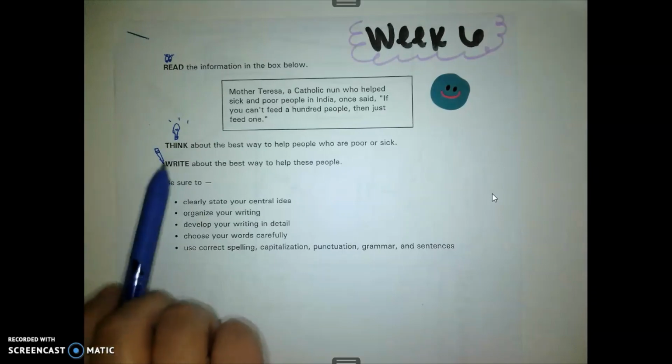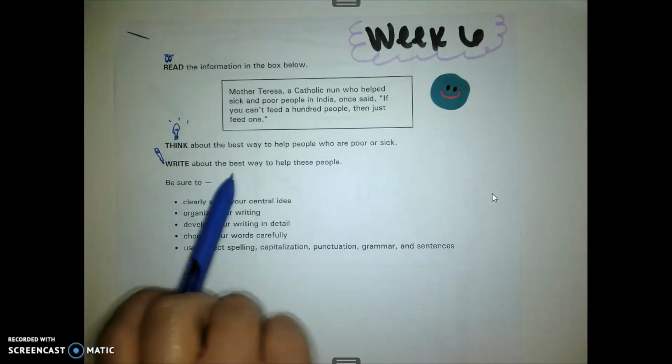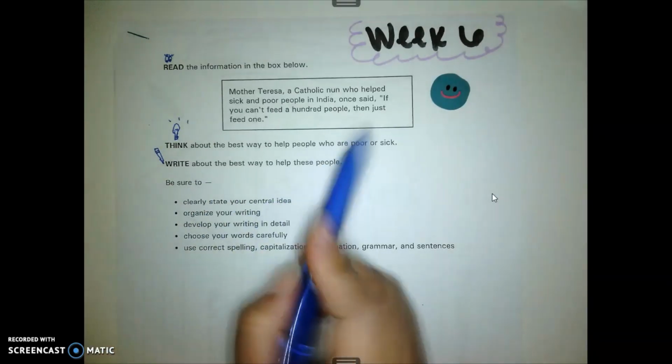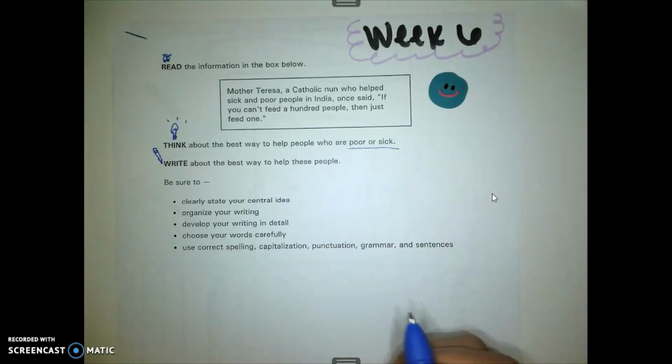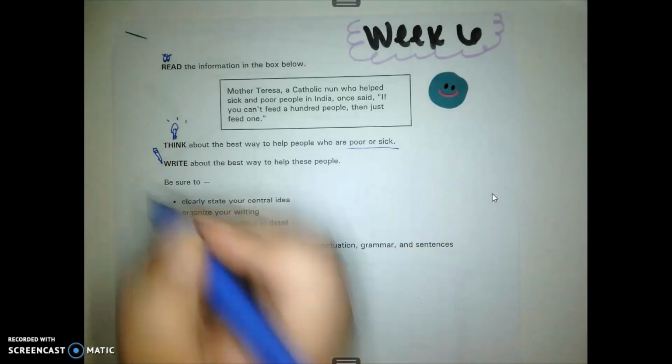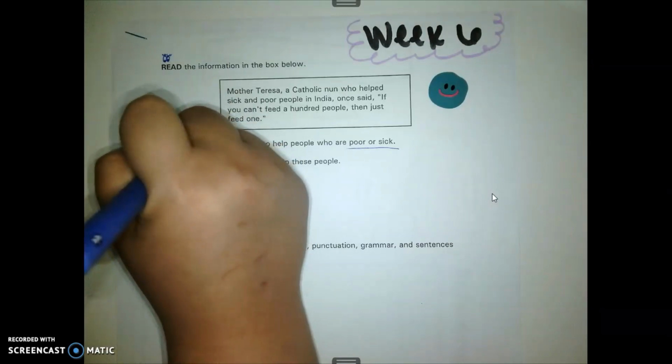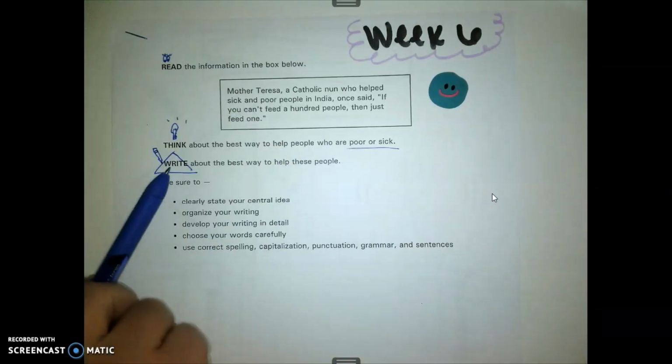Okay, now, write. Write about the best way to help these people. And so these people, we're talking about the poor or sick. So let's go ahead and begin to shape our prompt. What are they asking us to do? Where is our go word? It's right here. Write. They're asking us to write. What are they asking us to write about?